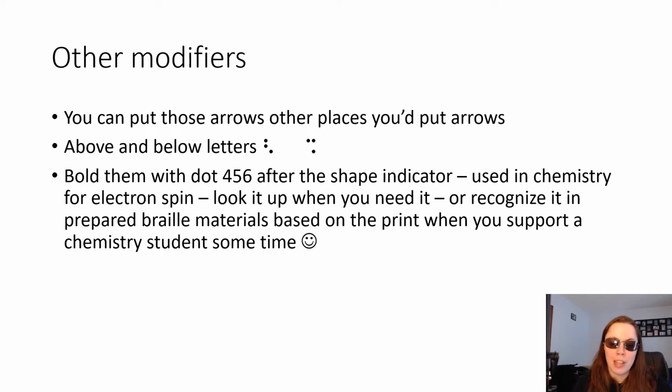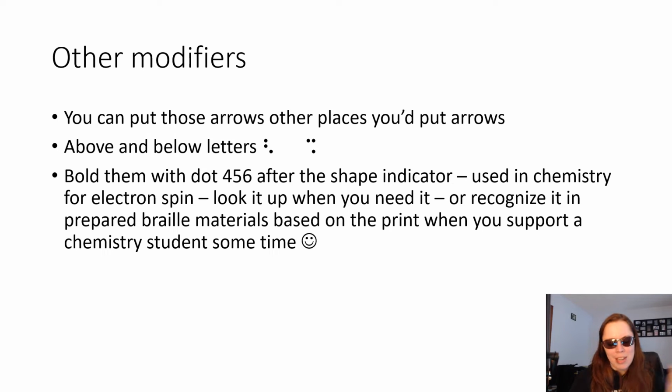You can also bold them by putting a dot 4, 5, 6 after the shape indicator inside whatever part or parts of the arrow need to be bolded. This is really common in chemistry for electron spin and some other things. It's the sort of thing that a TVI would generally look up when they need it or recognize it in context because you can see the print arrows and you can see the Braille arrows on the student's Braille copy of the textbook and put together that, oh yeah, when that dot 4, 5, 6 is in there, I see that's happening all of the times it's bolded on my page. I can just infer that's how you bold it.